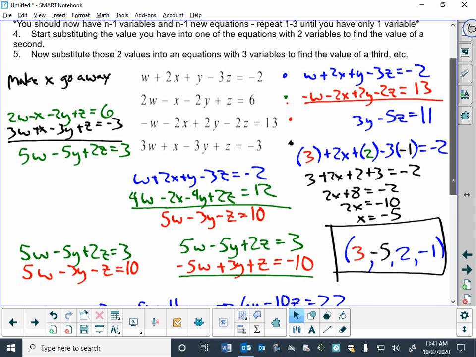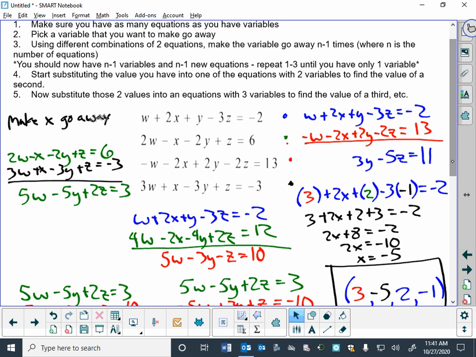Okay, so that process again that we followed here, we use different combinations of 2 equations in step 3 to make the variables go away. Worked our way down until we just had 2 variables or 2 equations, 2 unknowns, found the one variable, and then started what I call back substituting into equations, so that we ended up with equations each time that had only one variable that we could solve for. Okay? So this is the process.